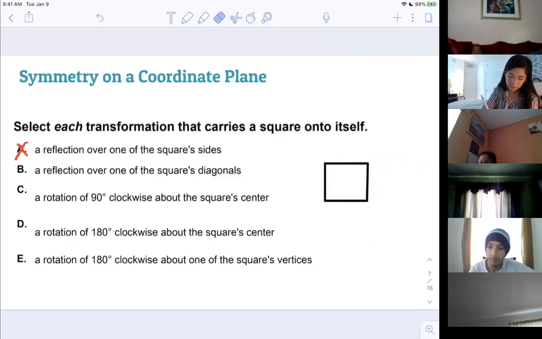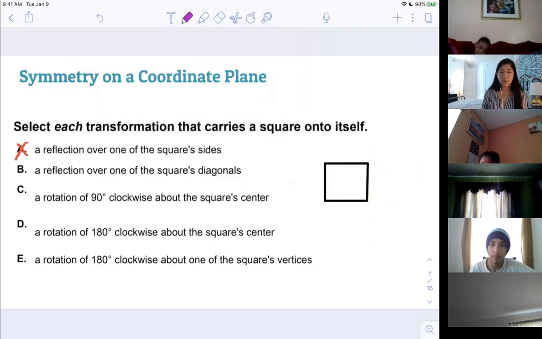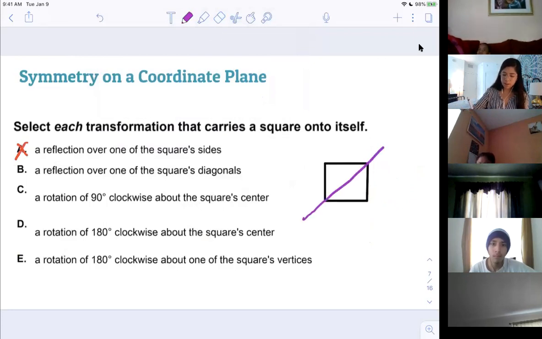Okay, B, a reflection over one of the square's diagonals. So a diagonal line goes not from one side to the other side, but from corner to corner. So since I have 4 corners, I could draw a line in this direction.